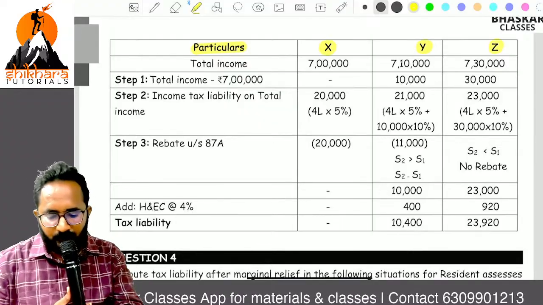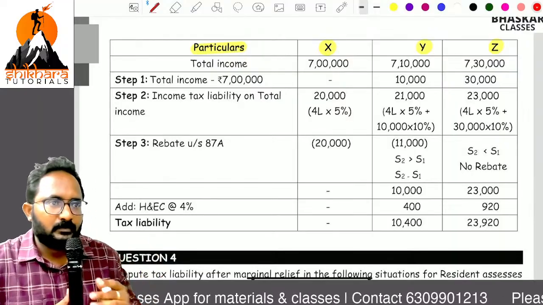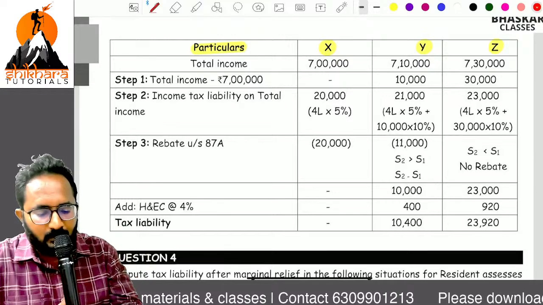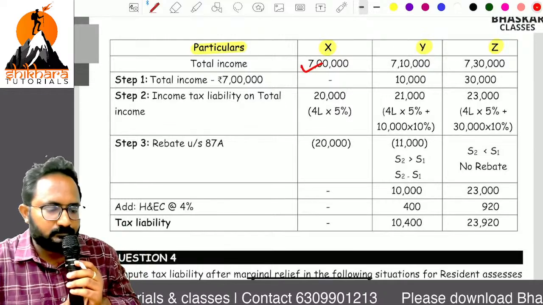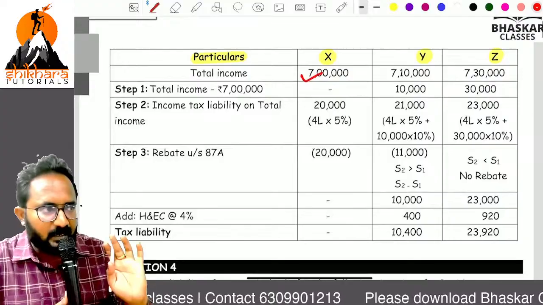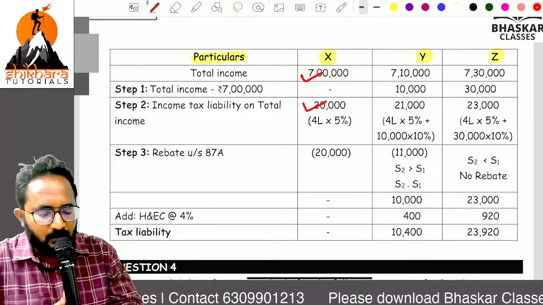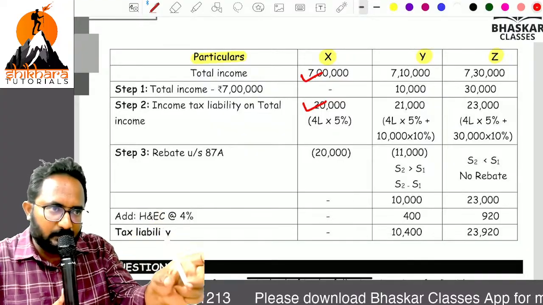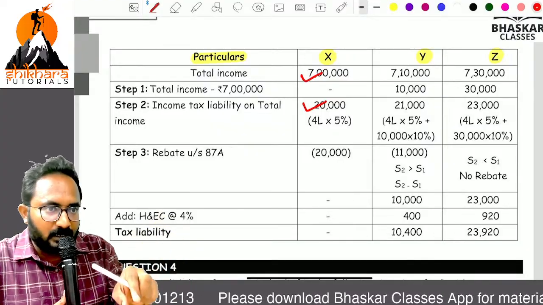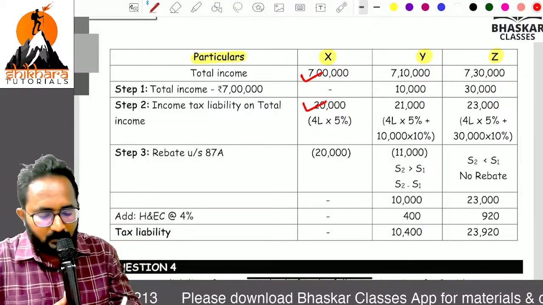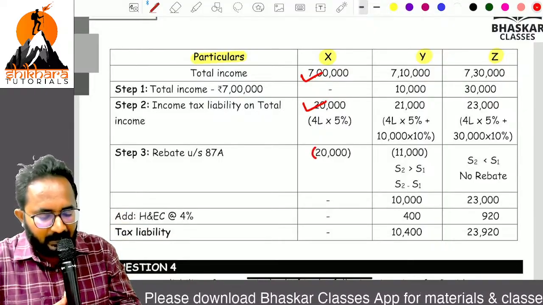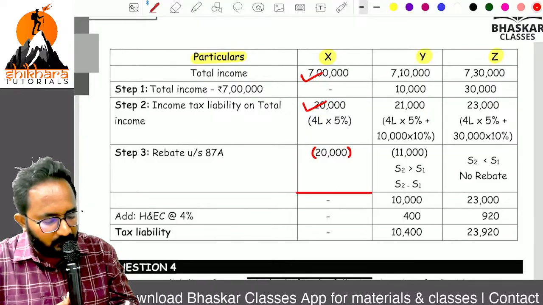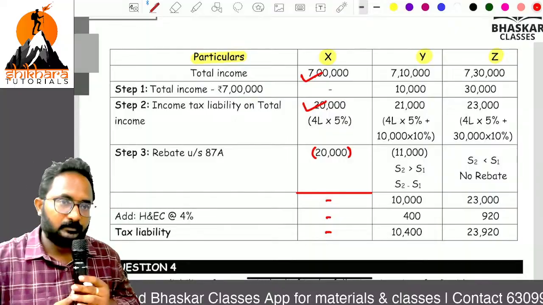Sir, first concentrate on X, ma. So no need to follow steps. Directly you can get what, ma? Rebate. 7 lakh total income. Exactly how much, ma? 7 lakh. Tax liability how much, ma? 20,000. Rebate is nothing but 20,000, that is income tax payable, or 25,000, whichever is lower. So that's why you will get that entire amount as what, ma? Rebate. Tax liability itself what, ma? 0. Are you clear?